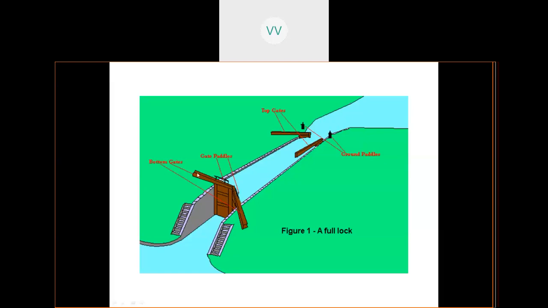You have to release this downstream side lock. That means these are the bottom gates. These are both the bottom gates and these are the gate paddles. Paddle means it is meant for the purpose of the movement of the gate.